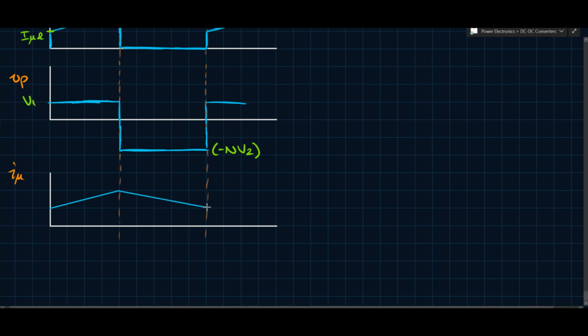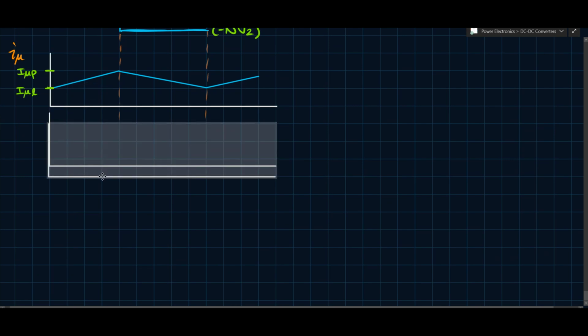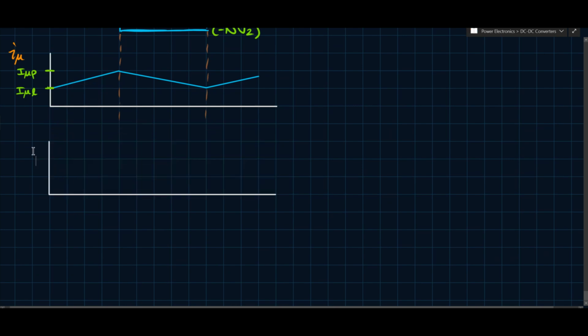And then it'll obviously increase up like this again. But it's just a repeating pattern at that point. And of course, this has to be I mu p, and this has to be I mu L, let's call it. Okay, and that's for I mu. And the last thing we're going to look at here in this case is this IS. Okay, so IS, and again, IS is sort of the other half.